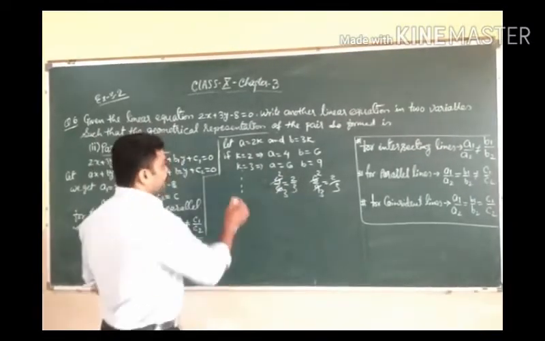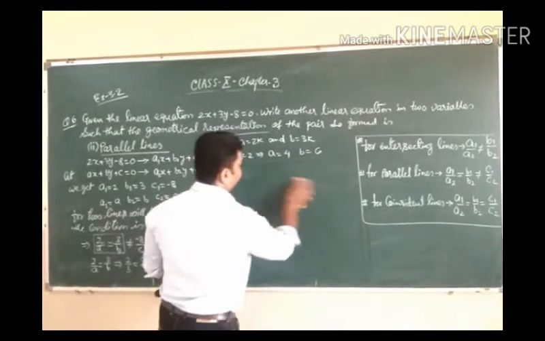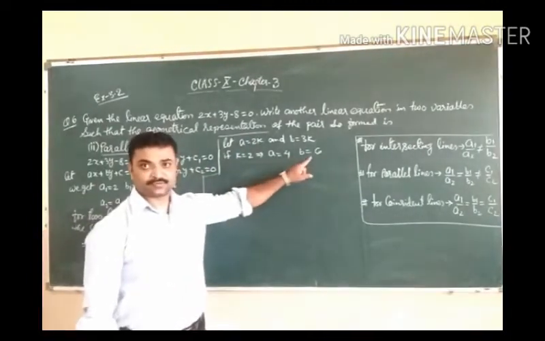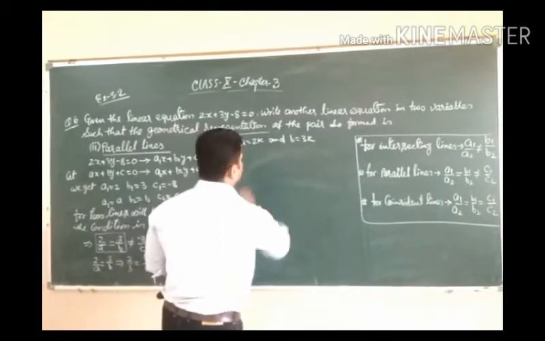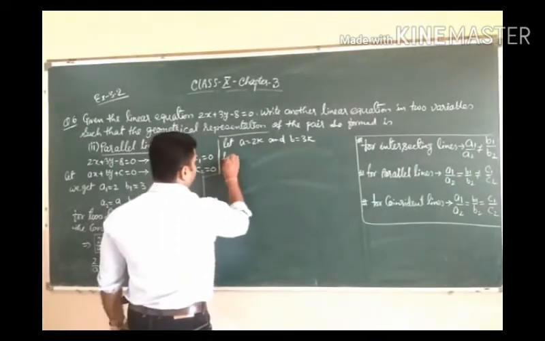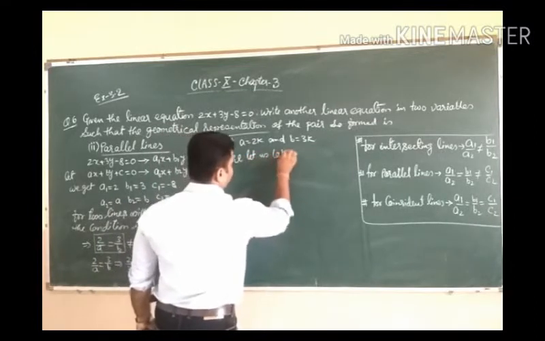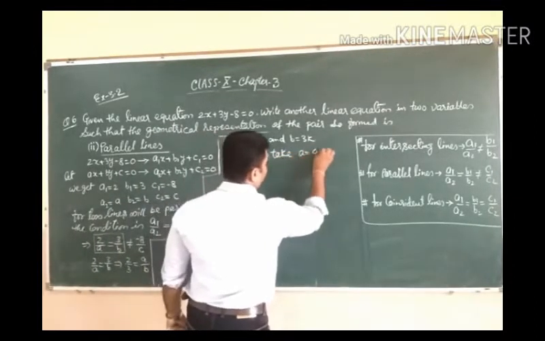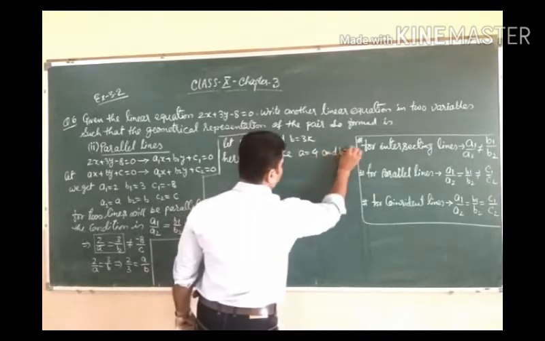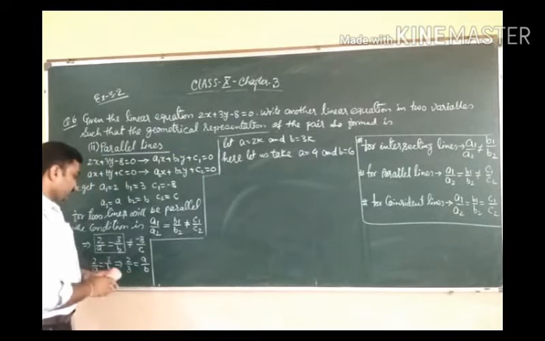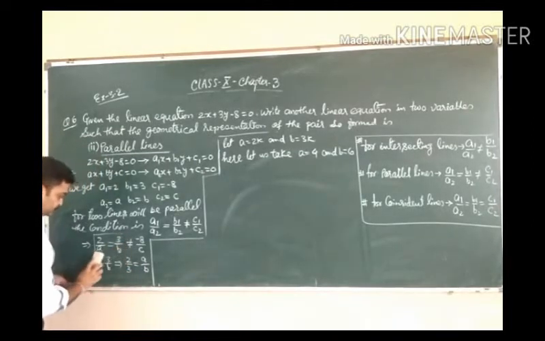Now, if we take k is equal to 2, then a is equal to 4 and b is equal to 6. Okay, so here let us take a is equal to 4 and b is equal to 6. Clear? Now students, if I am taking this portion, which portion?